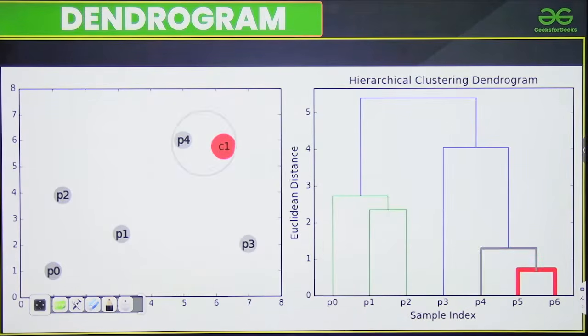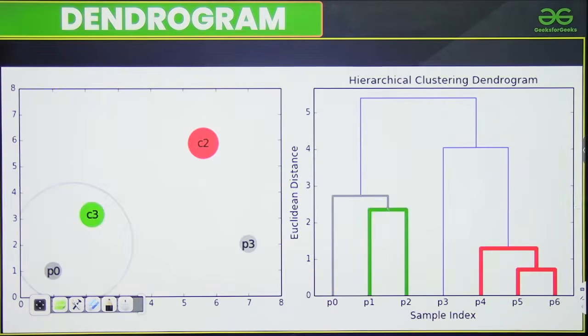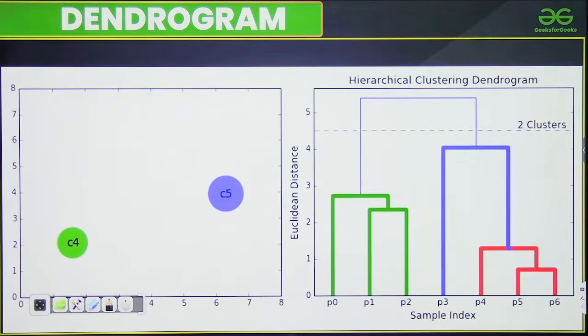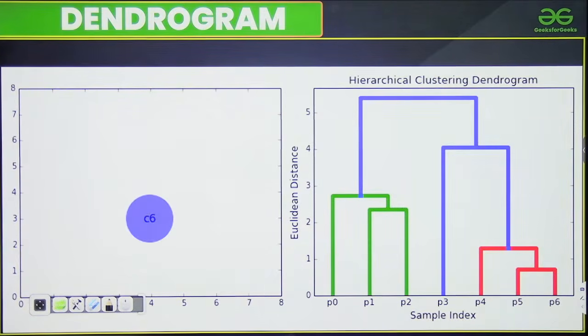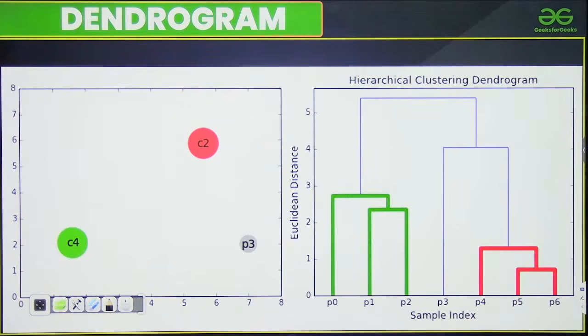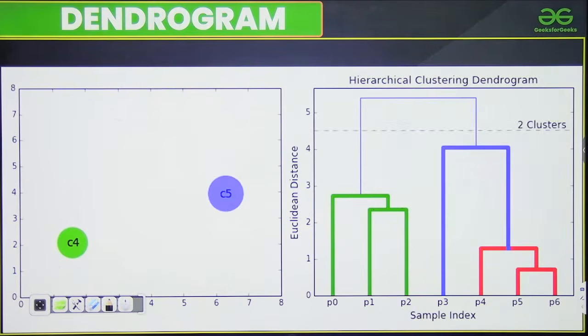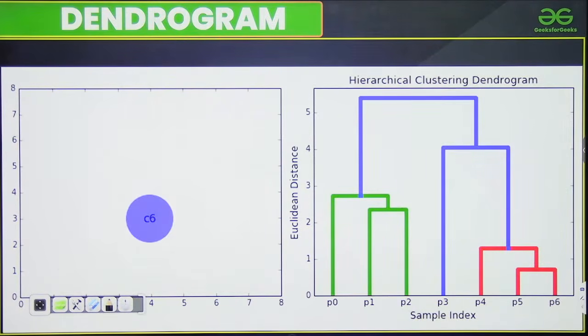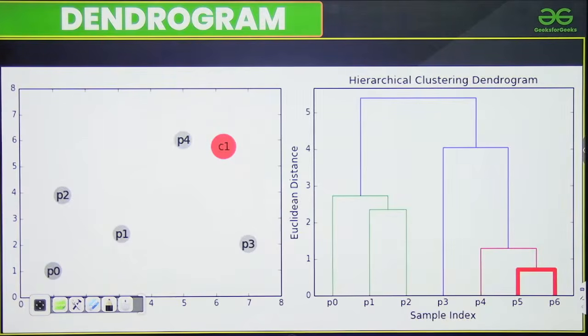So you just see, guys, as soon as we are clubbing the elements in the left graph, likewise the tree structure is getting formed. Now start from here. We clubbed initially p6 and p5, then p4 with p6 p5, then we clubbed p1 and p2, then we clubbed p0 with it, and in the last we clubbed c2 with p3, and finally c4 and c5. So I think very easily you can see what exactly a dendrogram is.